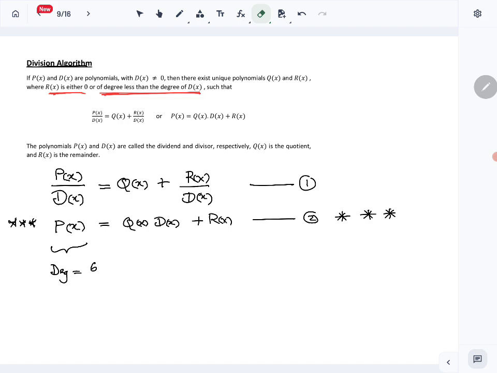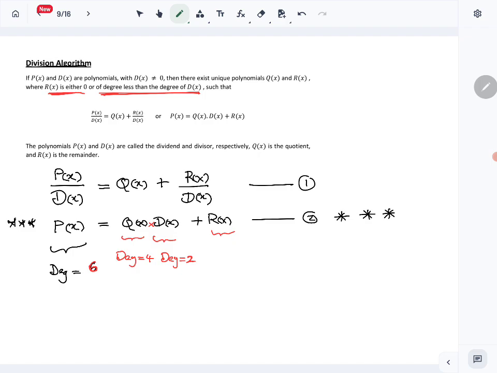Then let's suppose the divisor is degree 2. Then what should be the quotient degree? We know q(x) times d(x) should be what? 6, no? So if the divisor is 2, the quotient has to be what? 4. Because we want, when we multiply, to get a 6th degree. So remember this also. You have to know how to get the degrees correctly. Then what is the r(x) degree?